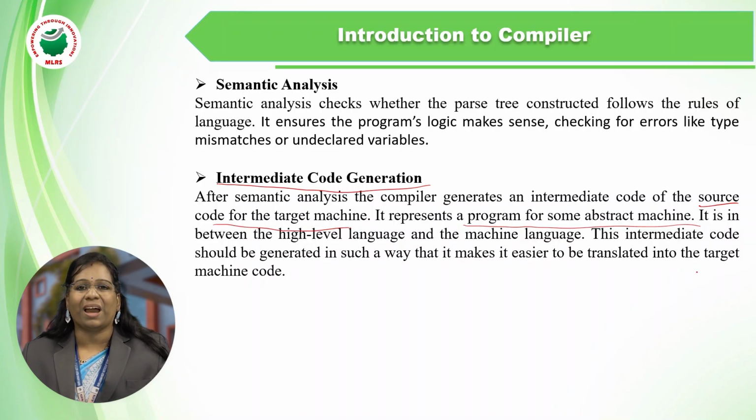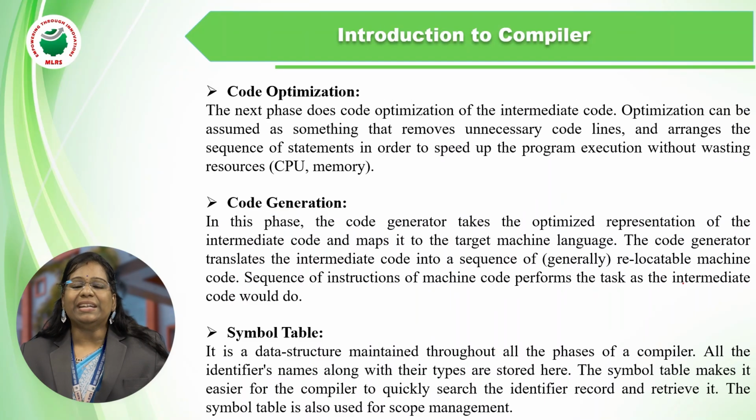So the semantic analysis, which checks the errors, sends the proper parse tree to the next phase. The intermediate code generates the target code, and it plays the mediator between the source code and the target code. It takes from the abstract machine.